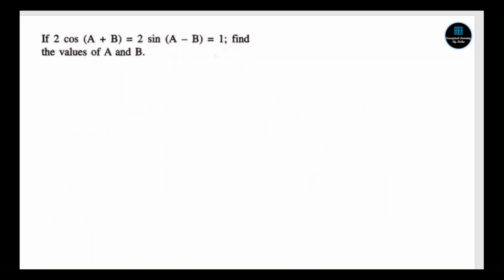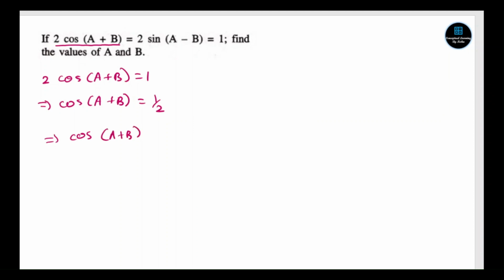Now, this is also a very interesting question. Let's understand. So, 2 cos(a plus b) equals 2 sin(a minus b) equals 1. So, how do I write this? 2 cos(a plus b) equals 1. Now, from this, I can say cos(a plus b) equals 1/2. And I know that cos 60 degree is 1/2. So, I just replace this. So, cos(a plus b) equals cos 60 degree. And from this I can compare the angles. So I can say a plus b equals 60 degree.